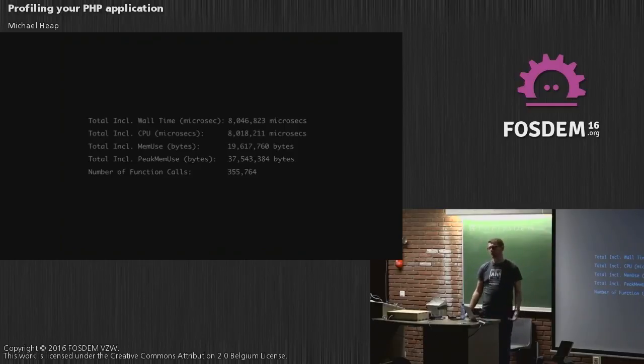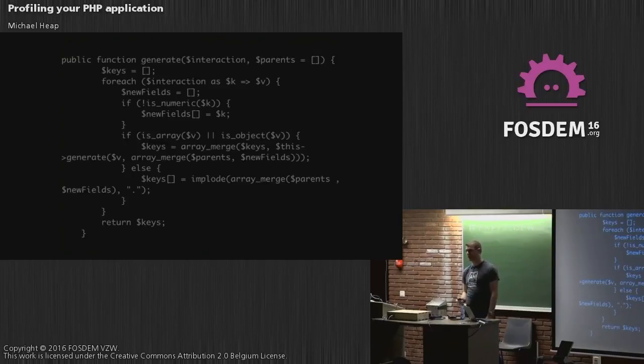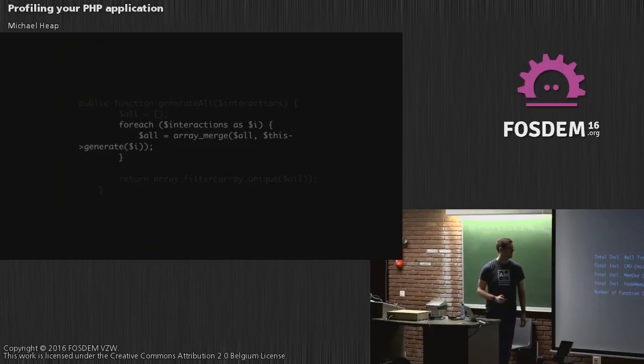And it took about 8 seconds. Again, not too bad, and not too great, considering this is 1,000 items, not 50,000 items. It used 19 megabytes of RAM, and its peak memory usage across the entire execution was 37 megabytes, with a grand total of 355,000 function calls. For this code, 355,000 functions.